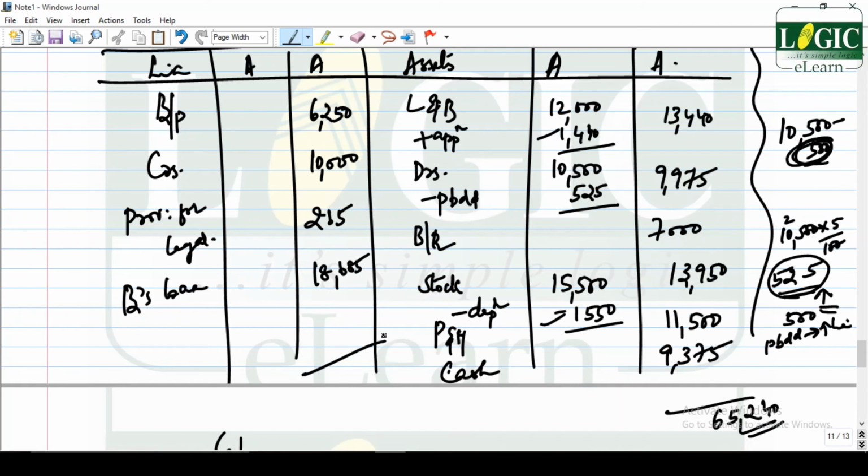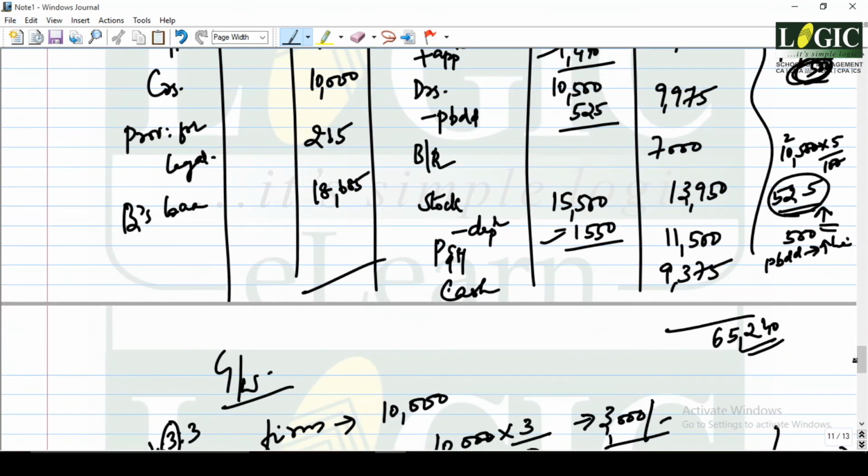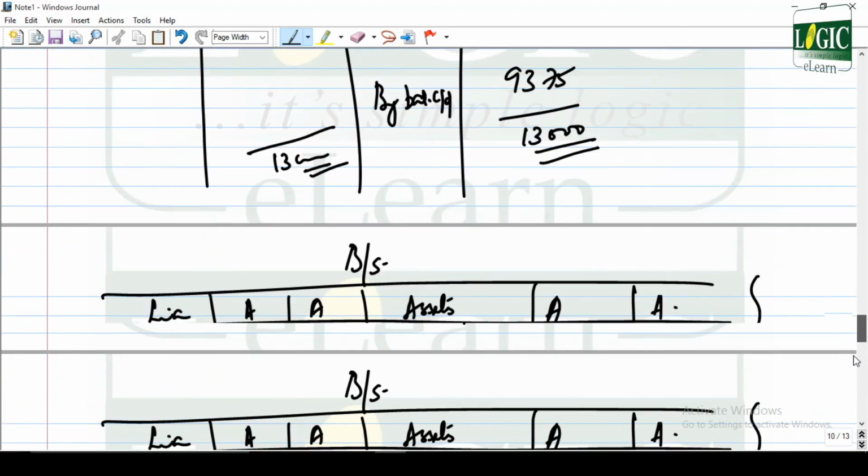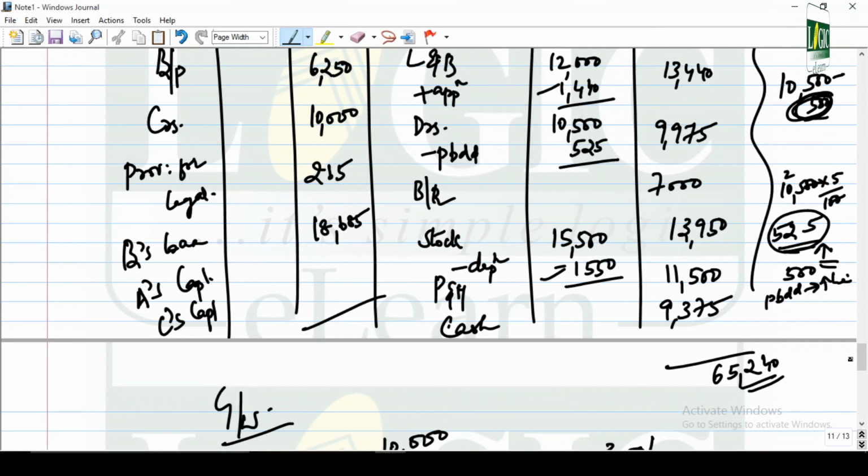This side also likewise: 6,250 plus 10,000 plus 265 plus 18,685 gives you, and these two balances you didn't incorporate, that is A's capital balance and C's capital balance, that is 18,000 and 12,000, that is 65,240. Okay, this is how we will have to solve.